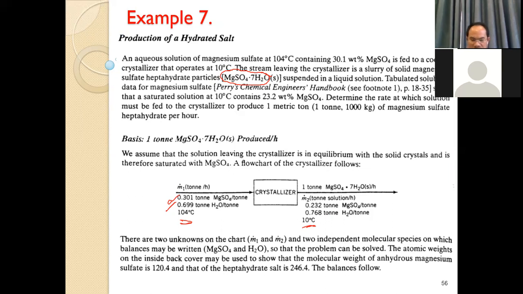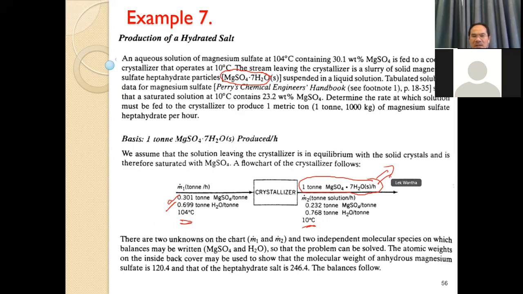Okay, and also for this case, determine the rate at which solution must be fed to the crystallizer to produce 1 metric ton, or 1,000 kilograms, of magnesium sulfate heptahydrate per hour. This is the production rate. The production rate is 1 ton or 1,000 kilograms of magnesium sulfate heptahydrate. Okay, this is the production.